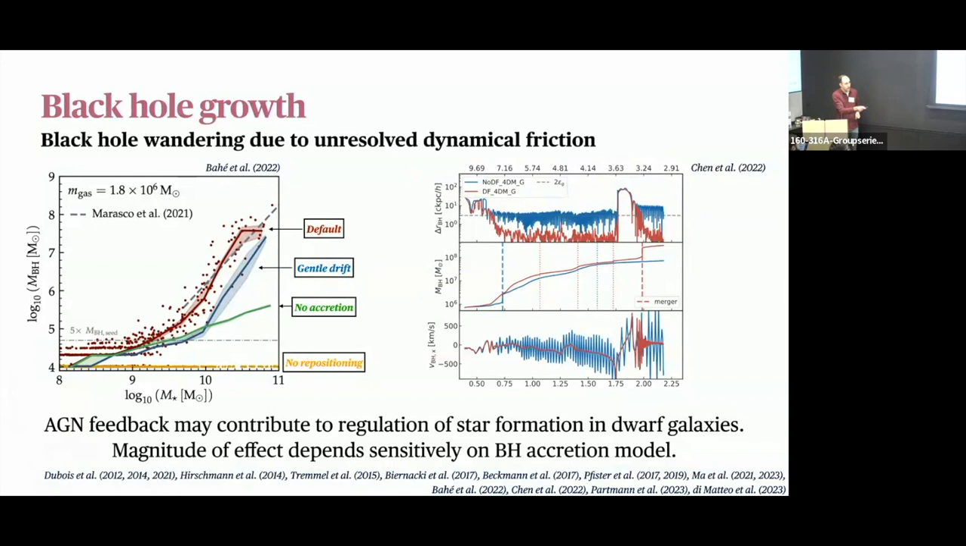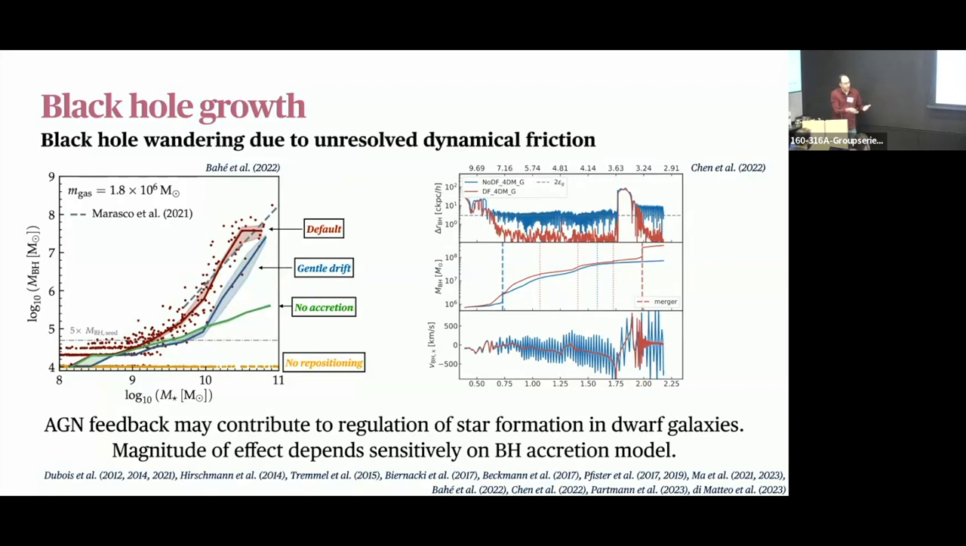If there's no repositioning, so that's the word people use for this model, then the black hole seeds actually don't grow at all, neither through accretion nor through mergers. So both of these processes are suppressed. If you disable accretion, you can grow the black holes through mergers, but you see that you're still very far away from the default approach in simulations where the black hole is just moved back to the galactic center. So this is a huge effect.